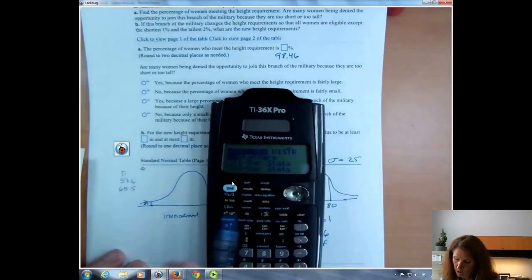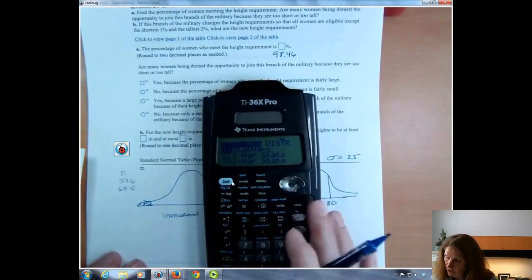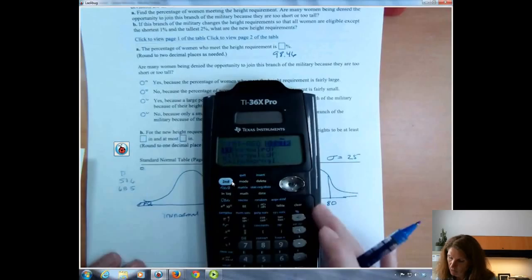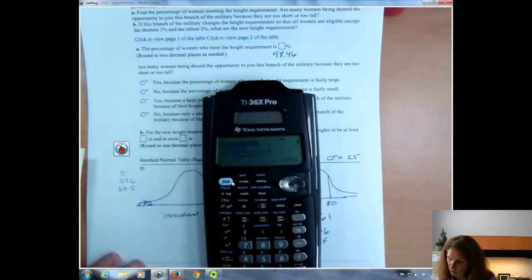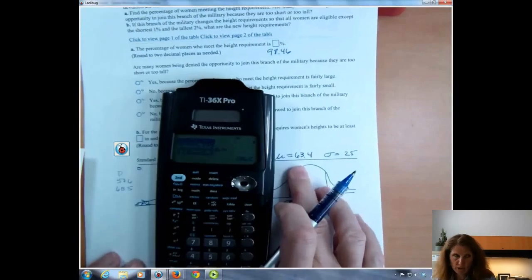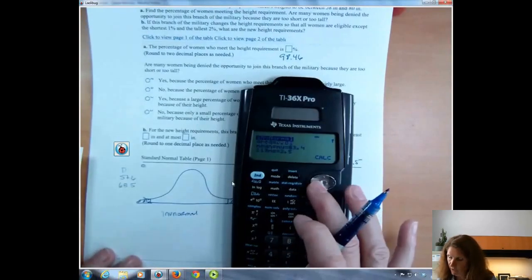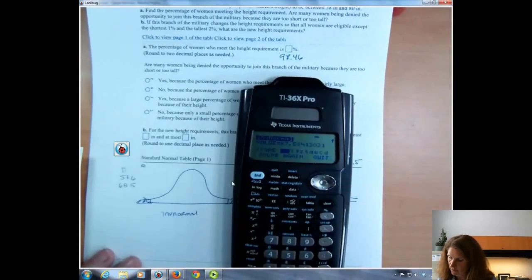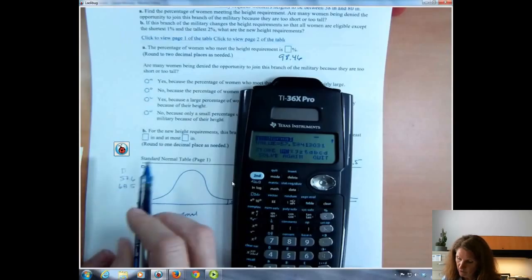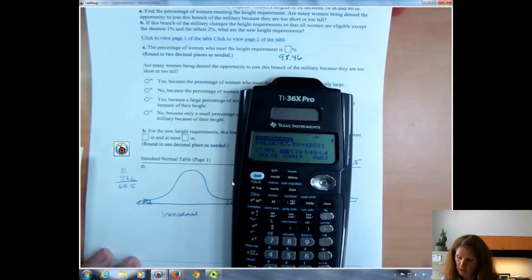For the first one, the calculator is going to assume that we're looking to the left. So that's good because we are. So we're going to go to distribution, inverse normal. The area is 0.01, and our information 63.4 and 2.5 is already in there, so that's good. And so I can just calculate that. And I get 57.6, which is right here, rounded to the tenths.